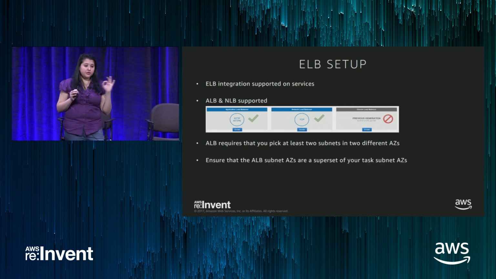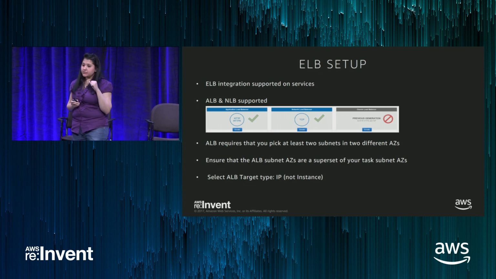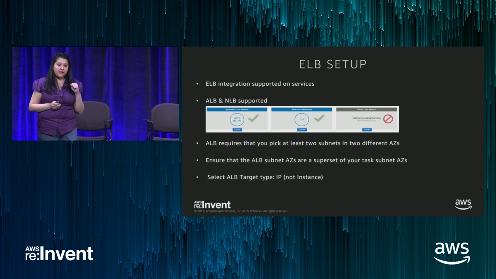And ensure that the two AZs that you pick for your load balancer line up with the AZs of the subnet that you're going to launch your tasks into. That's what makes the routing work between the load balancer and the tasks. And also, the target group type that you will use with ALB will be an IP-based target, not the instance-based target, because in this case, we're going to be registering your task IP into the load balancer.